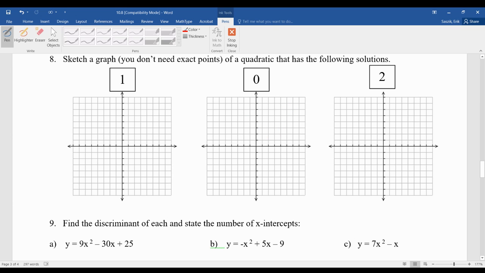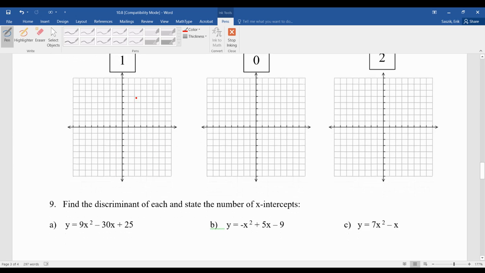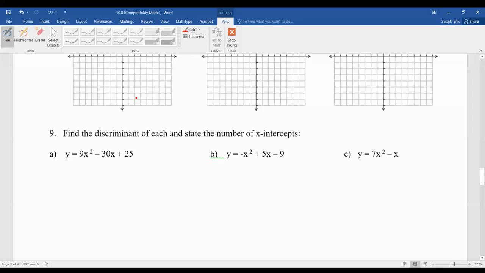I got this disappearing ink here. I don't know what's going on with that. 2 solutions would be something like this. You see, there are the 2 x-intercepts. Those would be the solutions there. 1 solution means, it could be upside down, but you see how this parabola just nicks it in one place. That's 1 solution. Sorry about the disappearing ink. I don't know what the deal is with that.